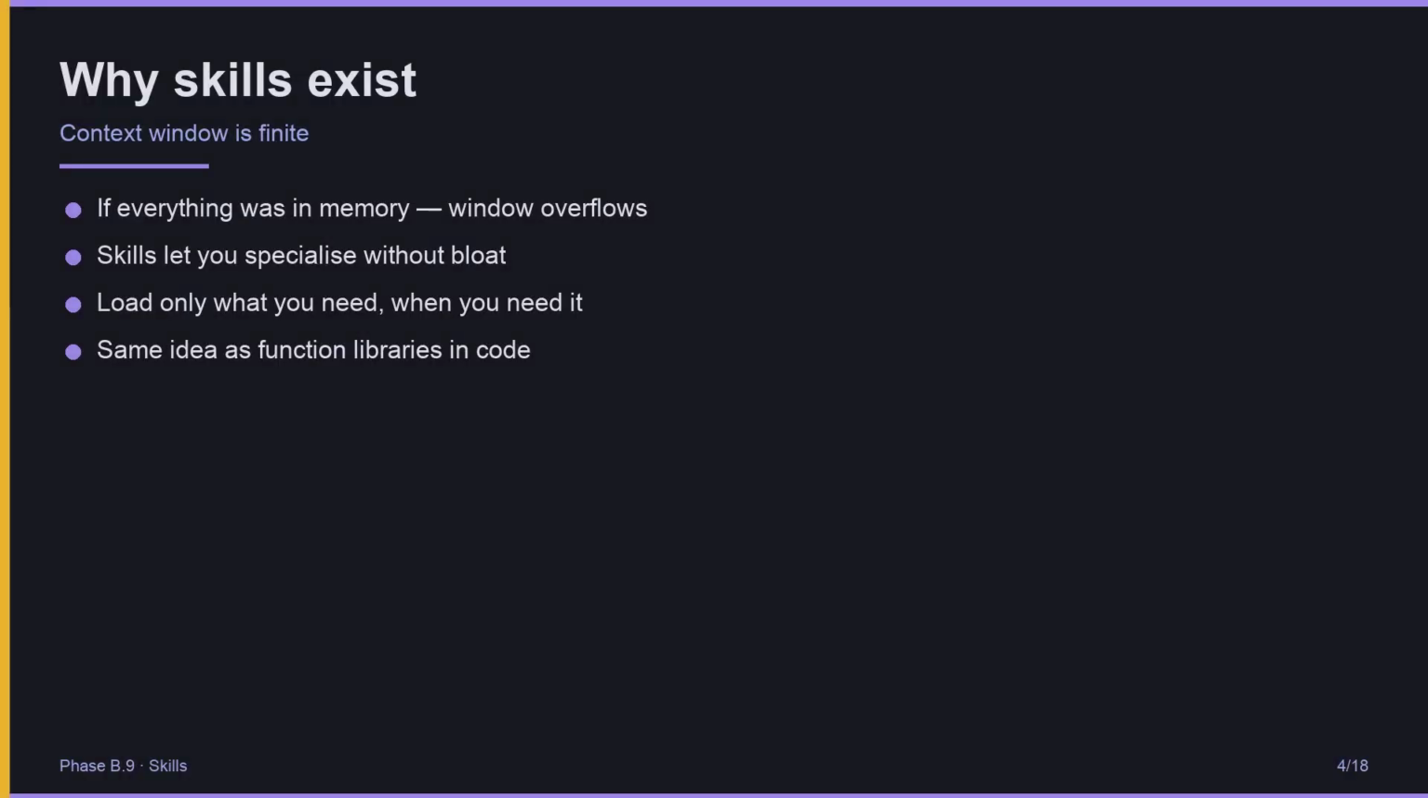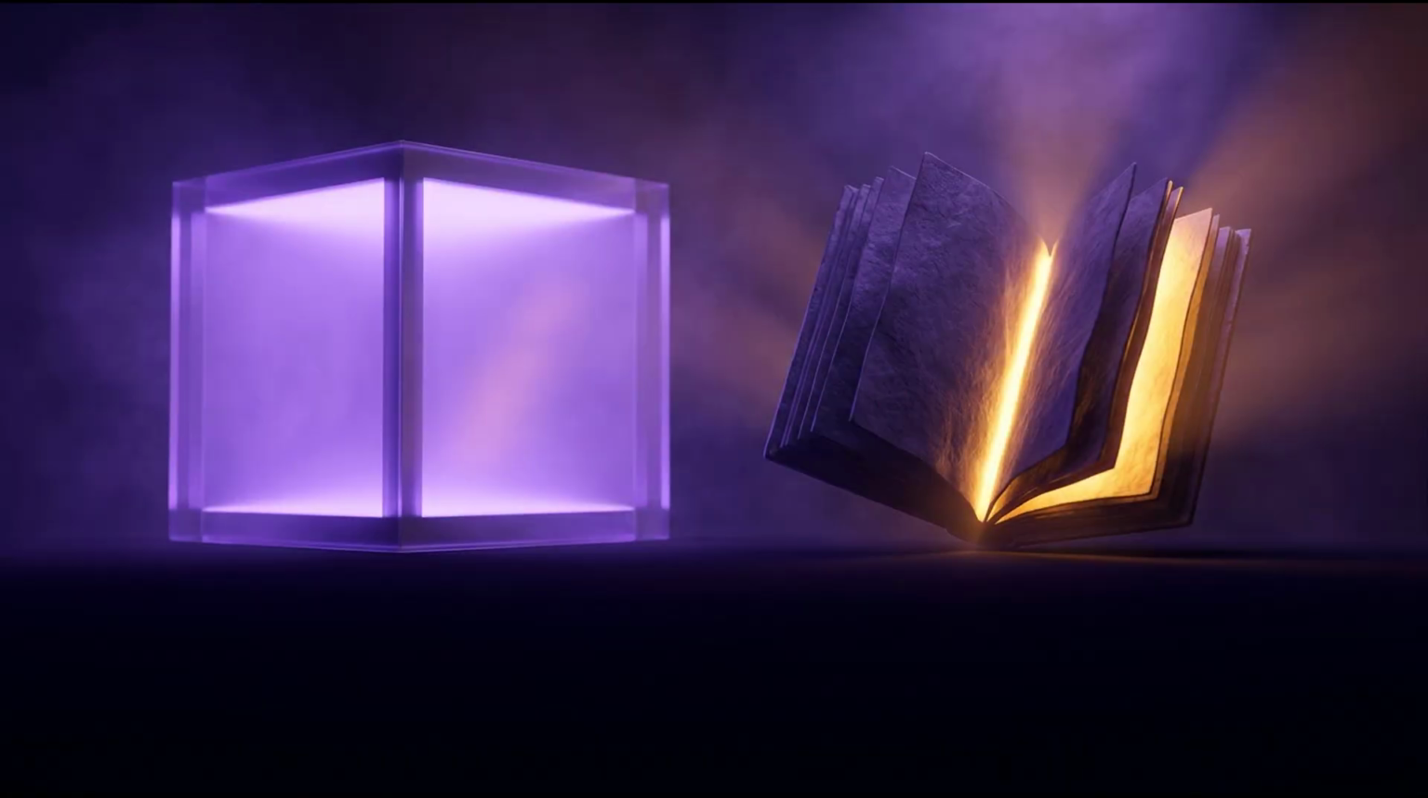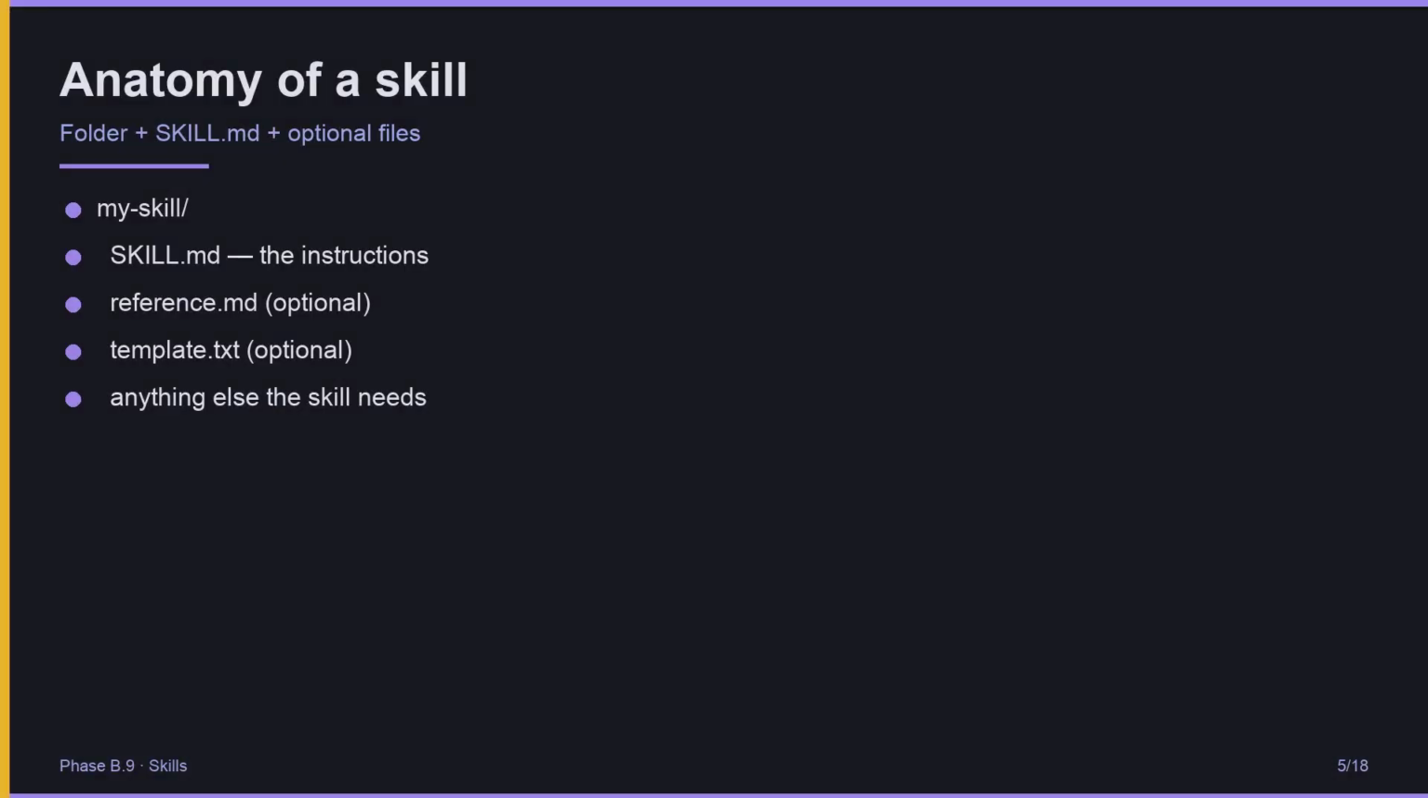Why do skills exist? Because the context window is finite. If everything lived in agents.md, every checklist, every procedure, every framework preference, the window would overflow. Skills let you specialize without bloat. Load only what you need, when you need it. Same idea as function libraries in code, you don't import every library in every project. Just the ones you're using. Skills load on demand. Memory is always on. Different roles.